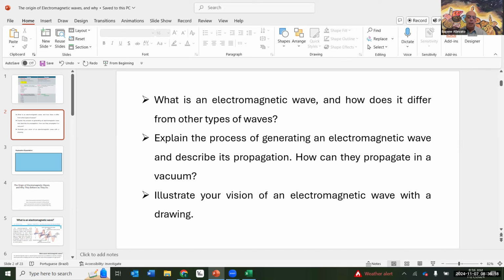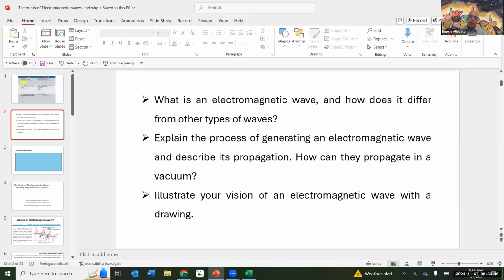Yeah, that's true. This is the main difference: first of all, the electromagnetic wave is formed by two parts. One is the electric wave and the other one is the magnetic wave, right? They go together.